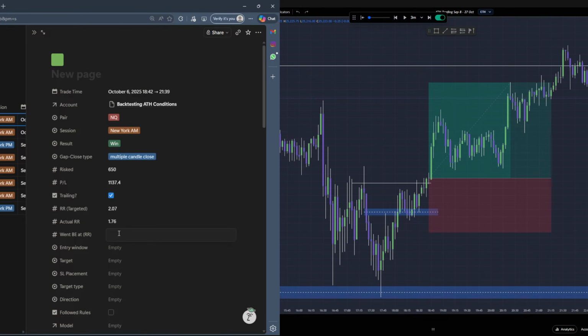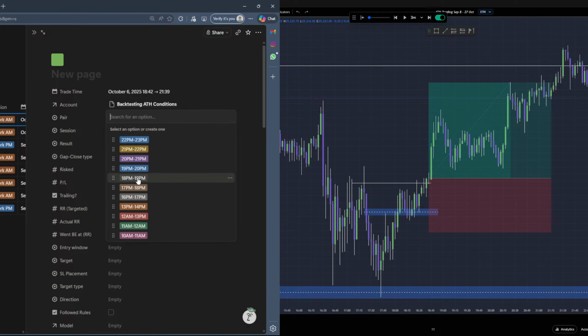Like if I continue to log like this, eventually I could check if my actual risk reward is higher than my targeted, and if it is over 100 trades, then I think it's safe to say I should not be trailing. So that's something.